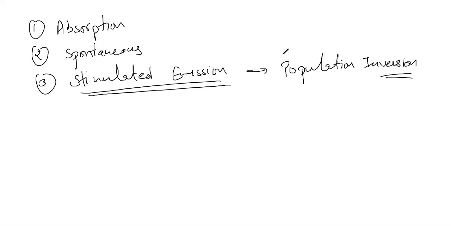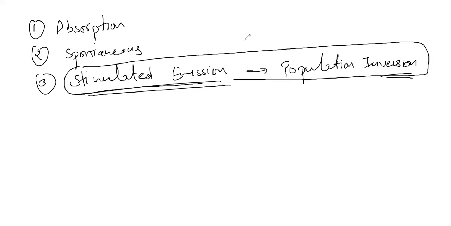It's simply having a larger number of atoms in the higher level as compared to the lower level, which is usually against the naturally occurring process. Naturally, you will have most of the atoms in the lower lying state. So we need to have population inversion. We would like to have stimulated emission, but for stimulated emission, I'm repeating that again, we would also like to have population inversion.